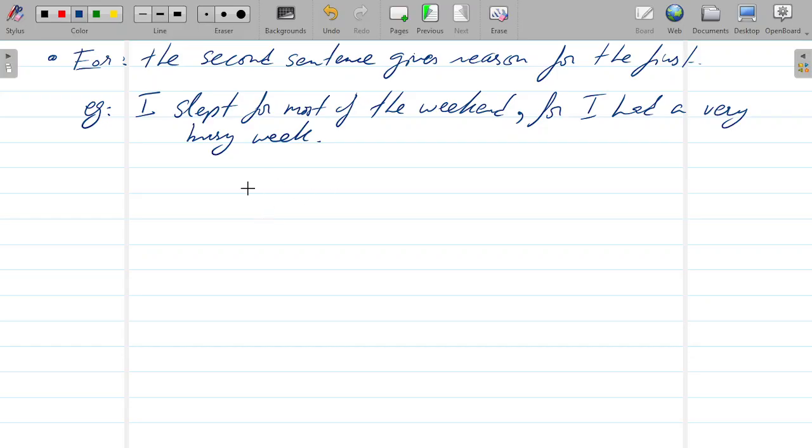Now you can clearly separate the two simple sentences, right? You have this one over here. Obviously, that's the first simple sentence. And the thing about this is if I just say I slept for most of the weekend and I put a full stop over here, that's giving you complete meaning. That means it's a simple sentence. And if I just look at this part, I had a very busy week, and that's also giving me complete meaning. I can just say that separately.